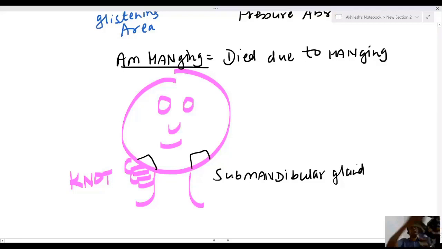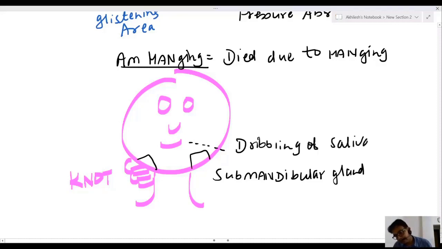Sir, what will happen? See, if I have the knot here, maximum pressure will be on the opposite side of the knot. This will compress the submandibular gland, and saliva will dribble. So, on the opposite side of the knot, there is dribbling of saliva. Why on the opposite side of the knot? Sir, because maximum pressure will be on the opposite side of the knot.